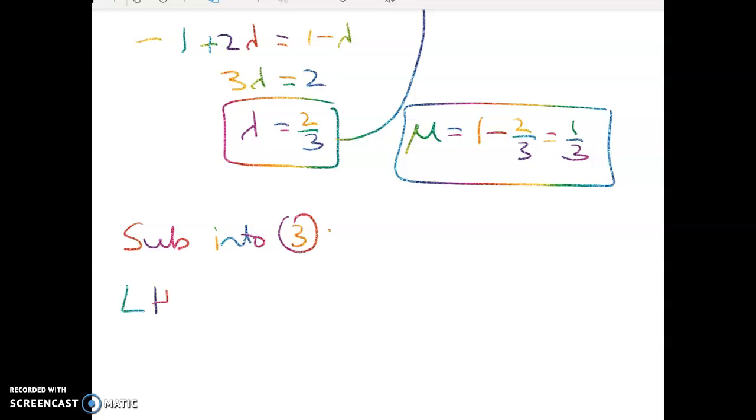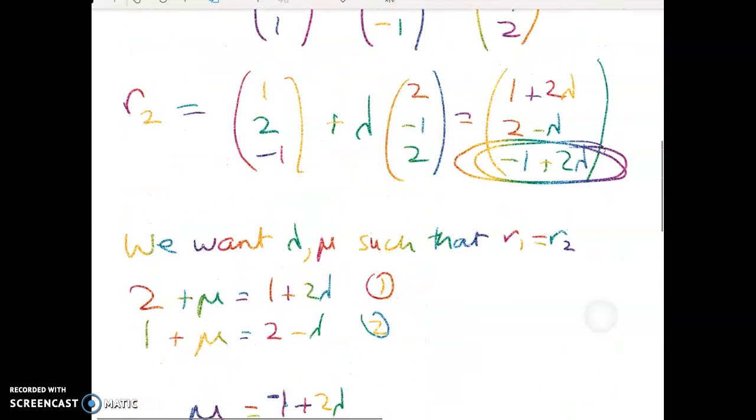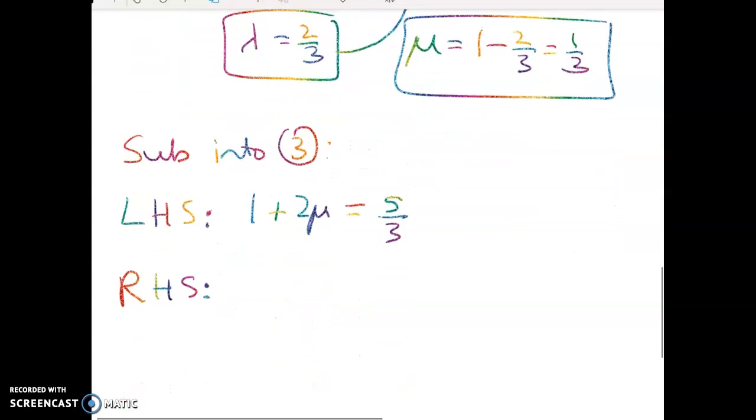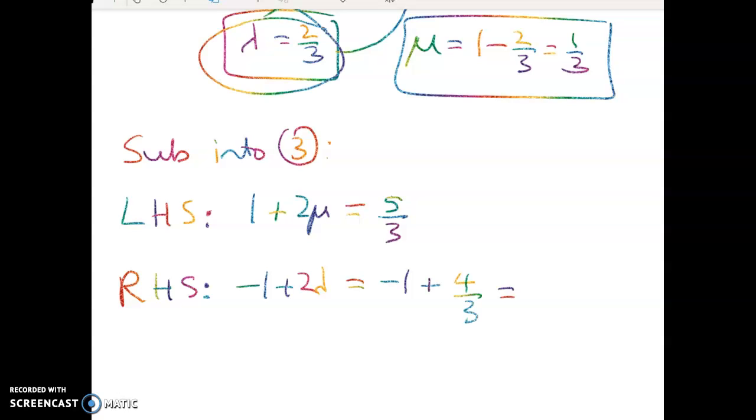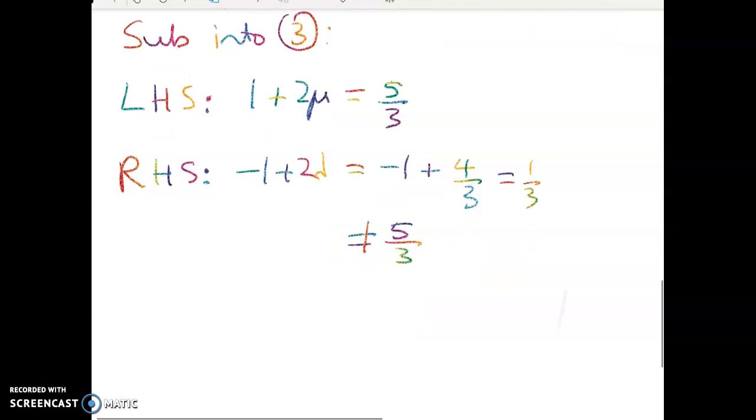So let's work with the left-hand side first. The left-hand side of the equation is 1 plus 2 mu, so that equals 5/3. The right-hand side, however, should be -1 plus 2 lambda. So substituting in here, we get -1 plus, what was our lambda, 2/3 up here, right? So plus 4/3, which gives us 1/3. So we need to clearly explain that that is not equal to 5/3.